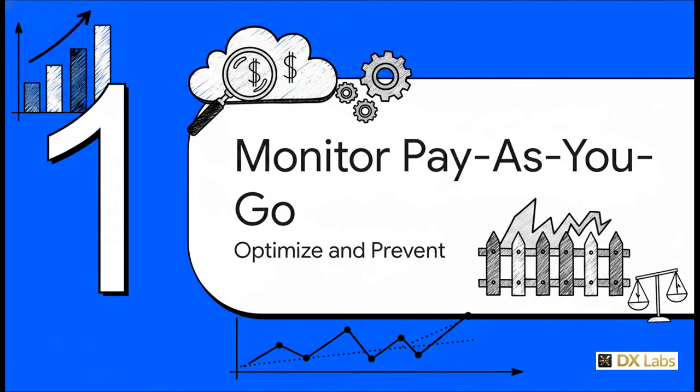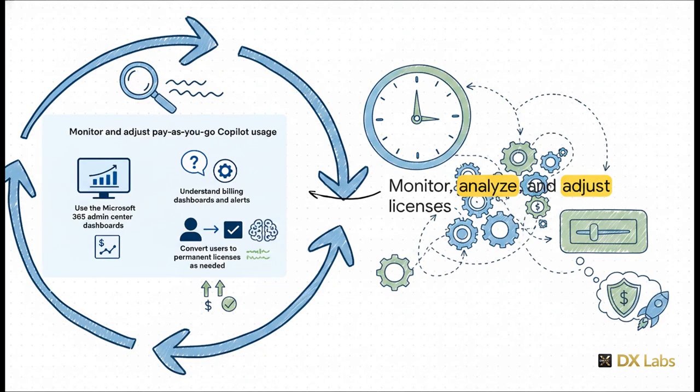Section 1. Monitor pay-as-you-go usage. To start us off, monitoring usage simply means keeping a close eye on what your teams are actually doing so you can optimize costs and prevent any of those unpleasant billing surprises. Because in a pay-as-you-go model, your charges fluctuate based on actual use, unlike standard licenses where the costs are totally predictable every single month. So the administrative cycle involves monitoring your data, understanding the dashboards, and converting users as needed.